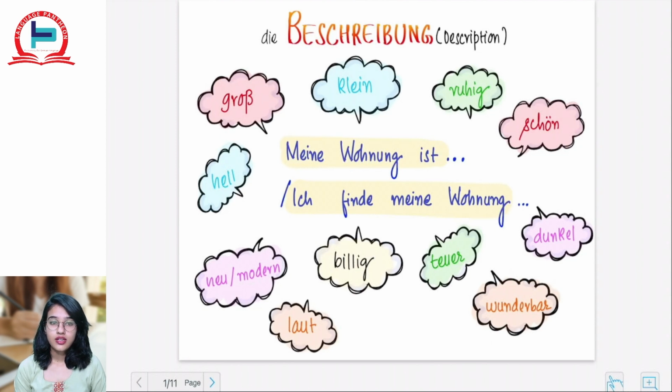My kitchen is bright. Ich finde mein Arbeitszimmer dunkel. I find my workroom dark. Clear? So you can use all these things that we have discussed here to describe your apartment, to describe your house. Okay, das ist alles. So that is all about the topic of meine Wohnung.